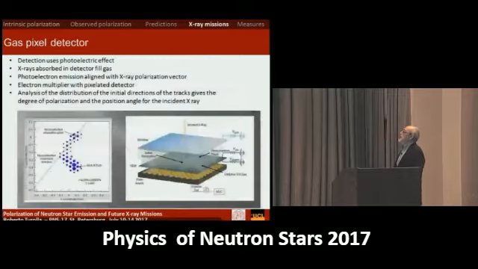So this is a sketch of how the gas pixel detector works. Basically, it exploits the photoelectric effect and the fact that the photoelectric cross-section depends on the polarization state. Then you can reconstruct the photoelectron track, and from this reconstruction you can compute the polarization observables.